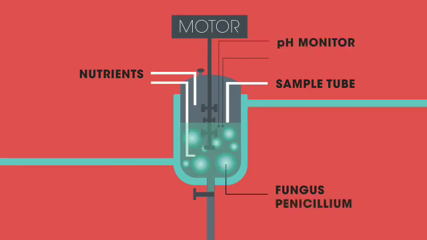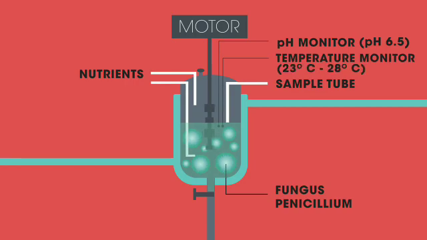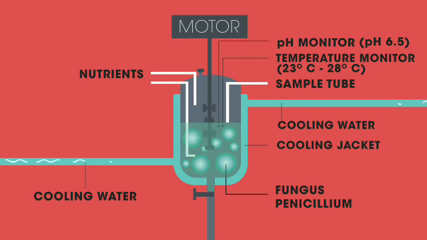1. pH. This is maintained at approximately pH 6.5 to allow the fungus the optimum pH to grow. It's monitored by the pH probe. 2. Temperature. This is maintained between 23 degrees Celsius and 28 degrees Celsius, again to provide the optimum conditions for fungal growth. Temperature is monitored by the temperature probe and controlled by the cooling jacket. The fungi naturally produce heat as they respire, so the cooling jacket prevents the fermenter from getting too hot.